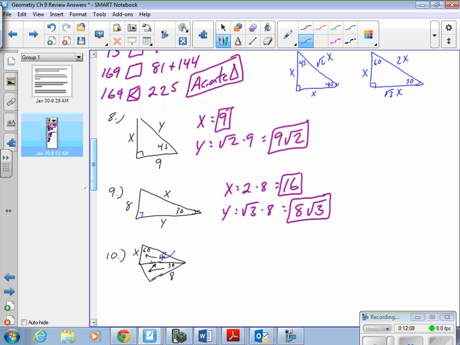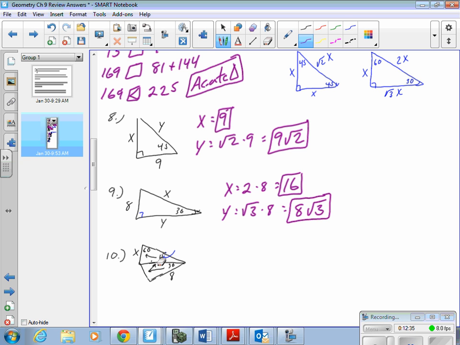Now number 10 takes it up a notch because we have two 30, 60, 90s attached to each other. They give us the length of the long leg here at the bottom as 8, and we're trying to find the short leg on the top triangle. So the order we got to go is we start with the long leg on the bottom. We got to find the short leg because everything's related to the short leg. So we find the short leg of the bottom triangle.